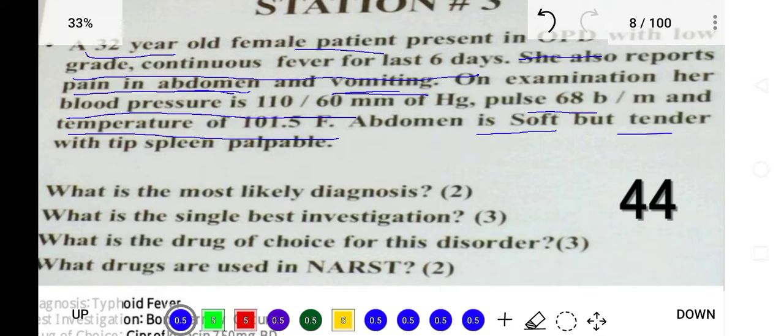Abdomen is soft but tender, and the tip of the spleen is palpable. Okay, tip of spleen is palpable, and fever with abdominal pain.